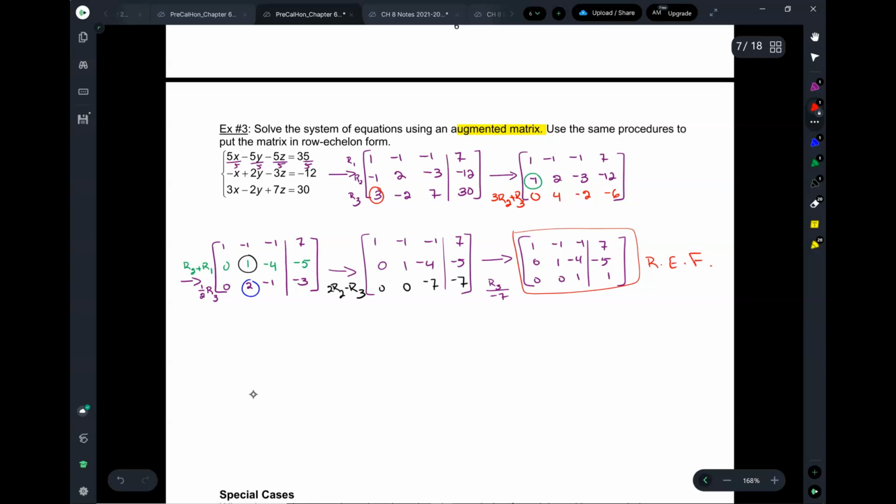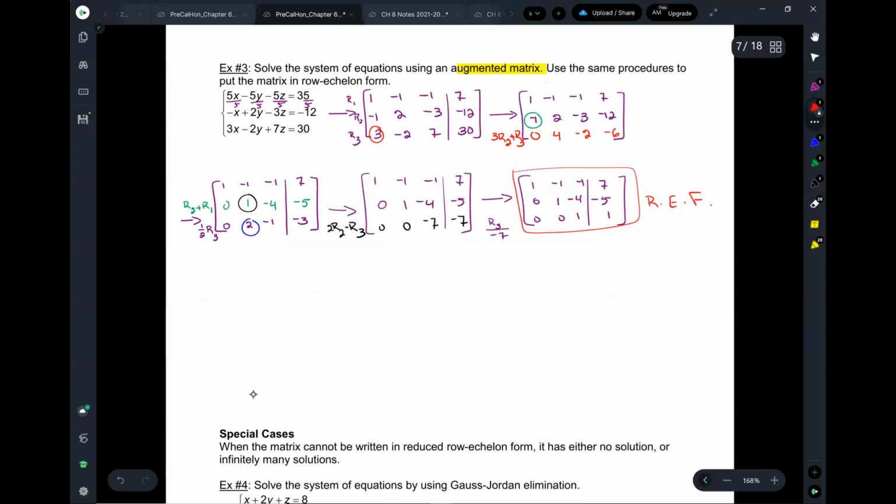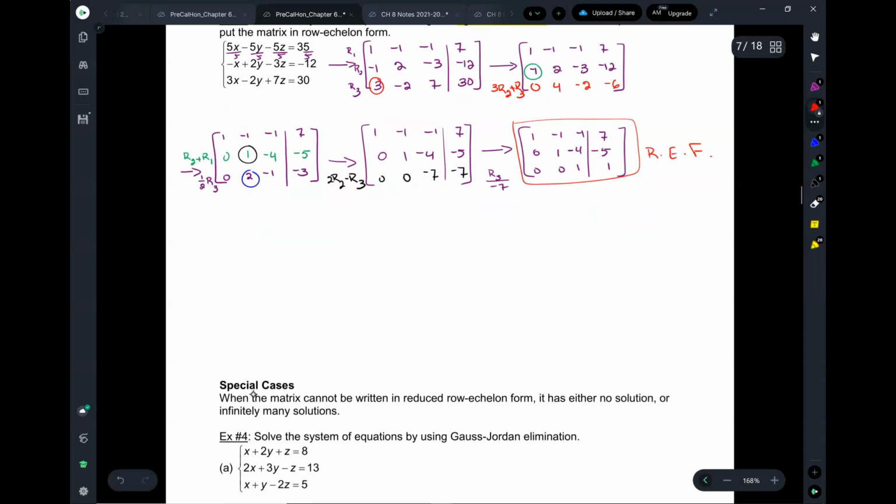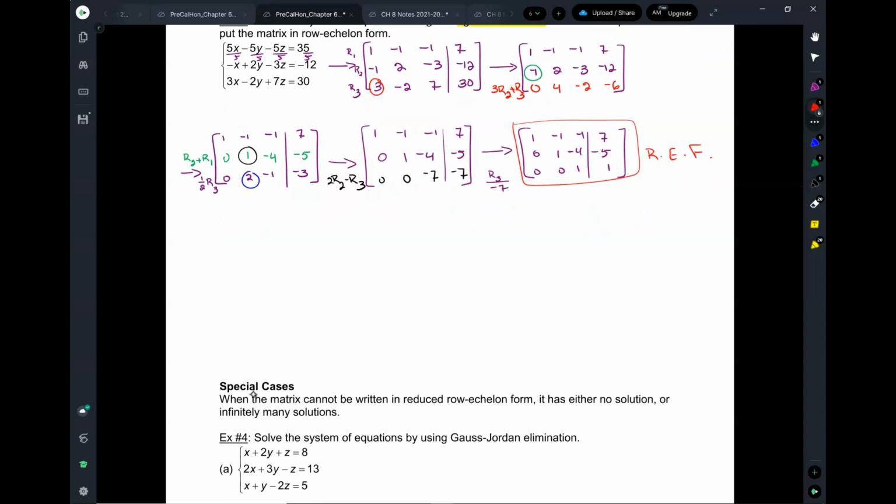Okay? So basically this is when you stop, when that's equal to 1. Okay? When this one is equal to 1 right here. Okay. Now, let's talk about what all this means.